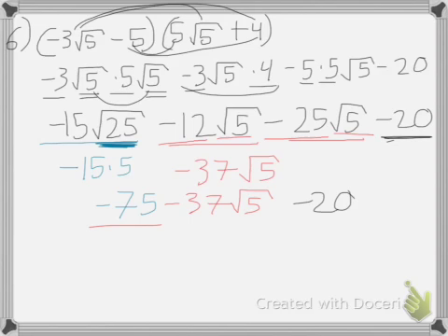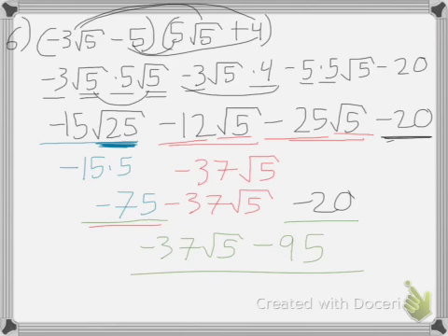And this still isn't anything that we have on the paper. None of the answers match this. But we notice that we can combine the negative 20 and the negative 75 now. So we're going to have negative 37 square root 5, and then negative 75 minus 20 is negative 95. And that matches one of our answers. It's letter C. So that would be it.